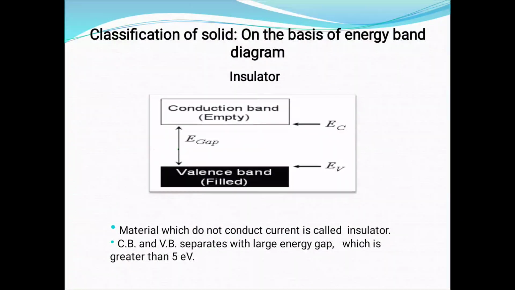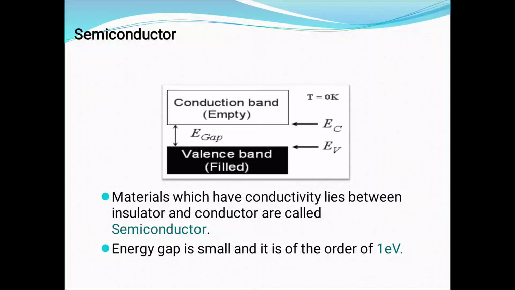Classification of solids on the basis of the energy band diagram. Insulators. Materials which do not conduct current are called insulators. The conduction band and valence band are separated by a large energy gap, greater than 5 electron volts. Semiconductors. Materials whose conductivity lies between that of insulators and conductors are called semiconductors. The energy gap is small, of the order of 1 electron volt, as shown in the figure.